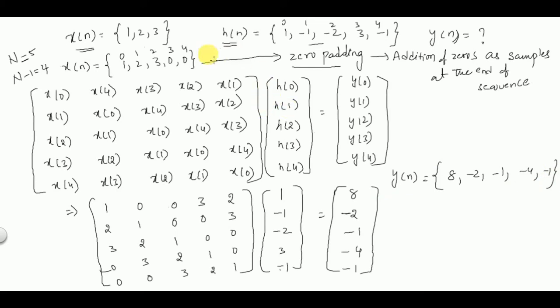If you observe here, the given input has 3 samples and the impulse response has 5 samples. So in the output, the maximum of 3 and 5 is 5. So there are 5 samples in the output. Okay, so this is how we can find the circular convolution using the matrix multiplication method.